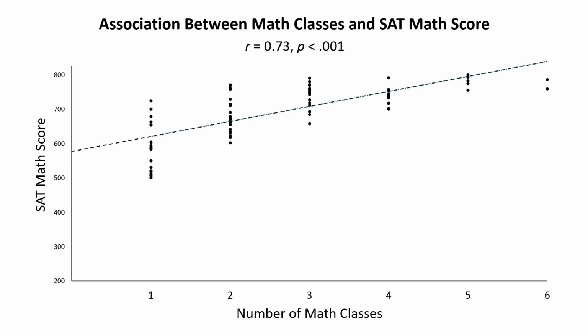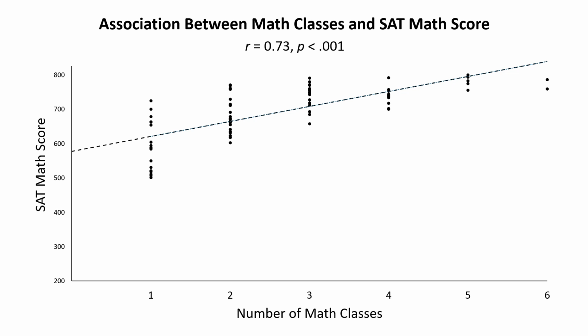So again, the sign of this correlation is positive. So as the number of math classes is increasing, the average SAT score is also increasing. And the magnitude of this correlation is stronger than we saw for grade level. So this correlation of 0.73 is closer to 1, meaning that this is a stronger association between the number of math classes that students have taken and their score on the math section of the SAT.